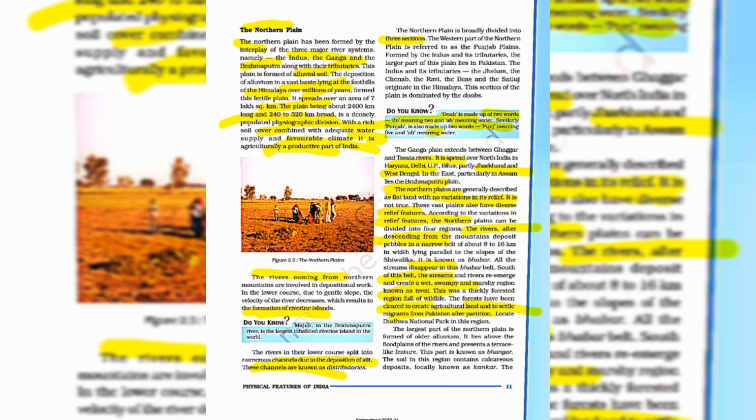Dudhwa National Park is in Uttar Pradesh, I think, Uttarakhand, Dudhwa National Park. The largest part of the northern plains is formed of alluvium. It lies above the flood plains of the rivers and presents a terrace-like feature. This part is known as the Bhangar. The soil contains calcareous deposits locally known as Kankar.